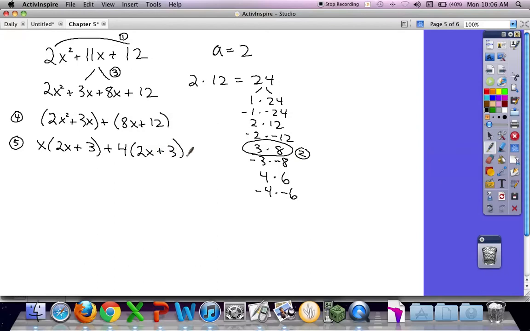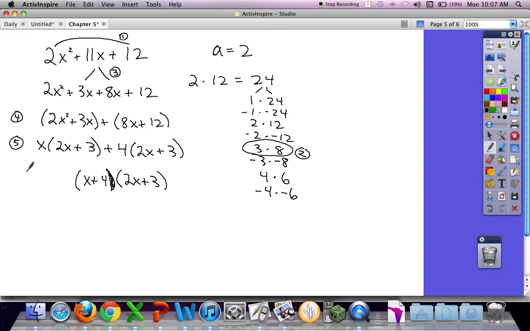Okay? Step 6, which is really the last step. You should notice now that in parentheses, you have the same thing, 2x plus 3. So the last step of this, the final factoring here, since there's a 2x plus 3 in both this term and this term, I factor that from both terms. And what's left is x plus 4. Excuse me on that parentheses.